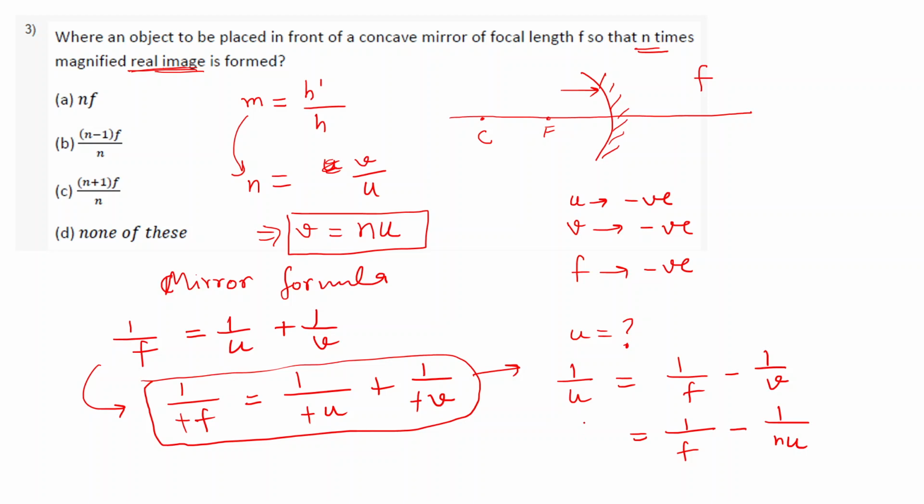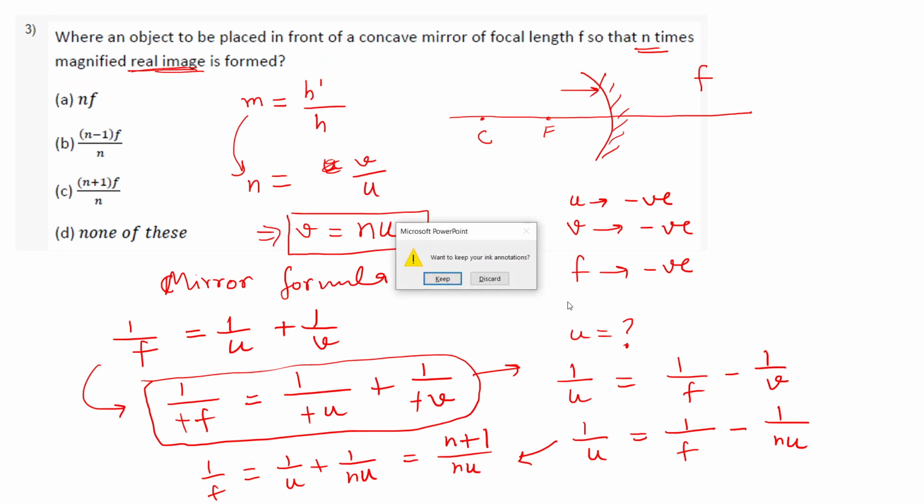Now the equation is this. If I rewrite and rearrange, then 1 over f will be equal to 1 over u plus 1 over n times u. Now adding this, I'll get nu here and I'll get n plus 1. So when I want to find out f here, I'll take one more slide, it's okay.